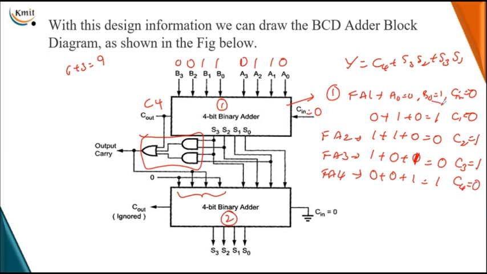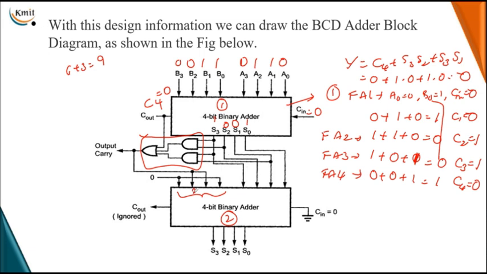So now the summation S4, S3, S2, S1, S0 is 1, 0, 0, 1 with C4, or Cout, being 0. So the output function C4 is 0 now. S3 is 1, S2 is 0, S1 is 0. Hence the correction output is 0.